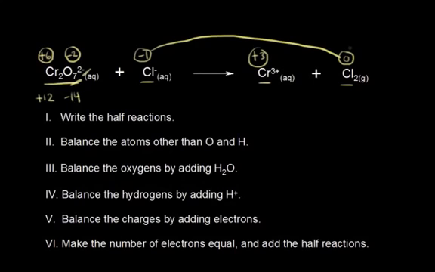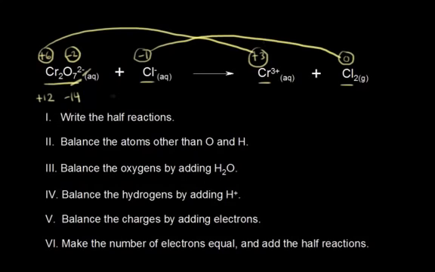Therefore, chlorine was oxidized here. If we look at chromium, it went from plus 6 to plus 3. That's a decrease in the oxidation state, or a reduction in the oxidation state. Therefore, chromium was reduced. And so this is a redox reaction because something is oxidized and something is reduced.